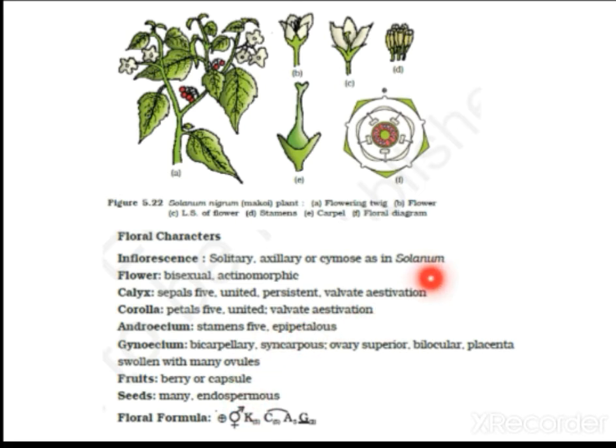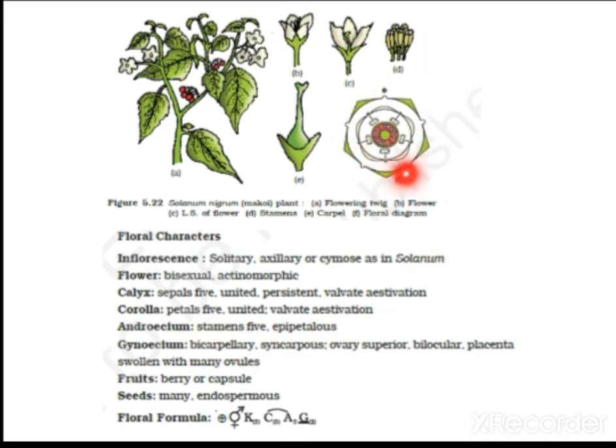Valvate aestivation, in the floral diagram also you can see, valvate, they are just touching each other. You can see, as it is joined, one bridge-like structure is given in between the sepals and petals as it is joined, that's why it has been shown within the brackets. Okay, next one, when you observe here, bicarpellary.